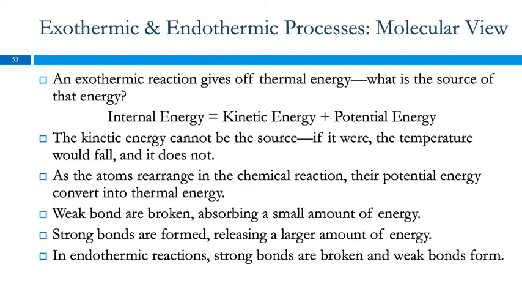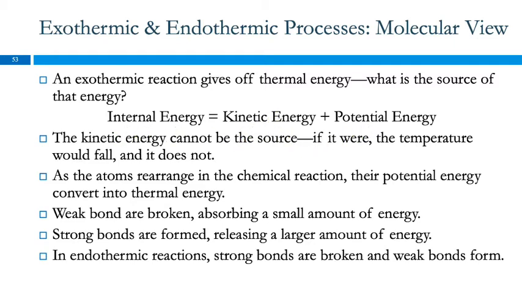So let's look at this on a molecular view. An exothermic reaction gives off thermal energy. So that gasoline is burning. The natural gas in the stove is burning. It's releasing heat. Where does the heat come from? It has to come from somewhere, right? There's kinetic energy and there's potential energy. And the internal energy of a system is the sum of the kinetic energy and the potential energy.